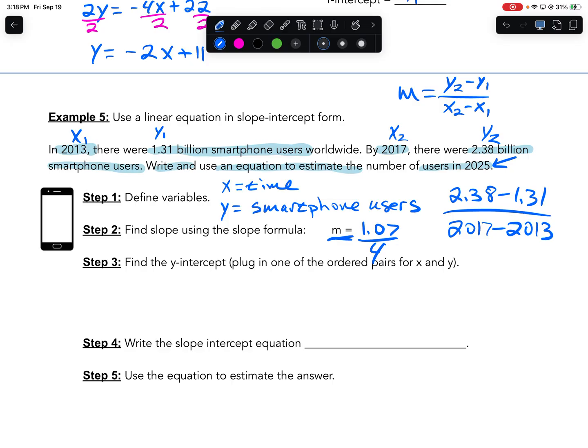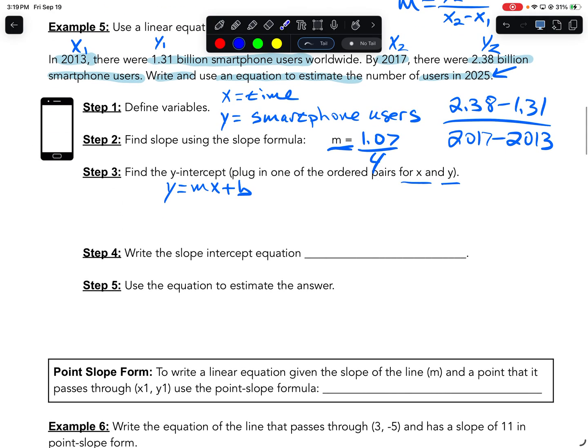So we're going to plug in one of our ordered pairs for x and y in y equals mx plus b. I'm going to choose to plug in the 2013 and the 1.31. You could just as easily plug in the other ones and get the correct answer. So 1.31 for the y, my slope we just figured out, 1.07 over 4, and my x value is 2013.